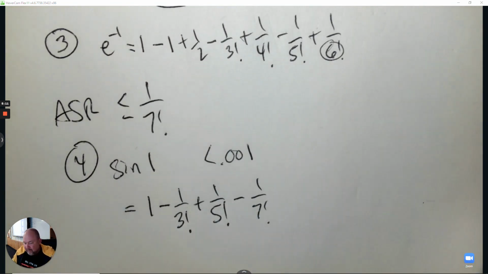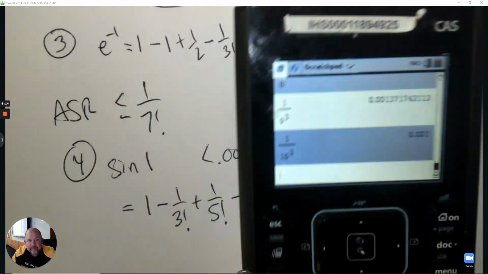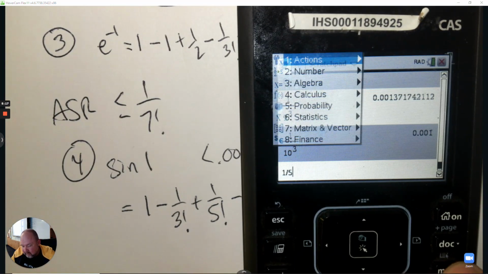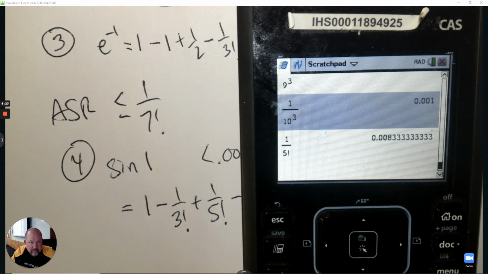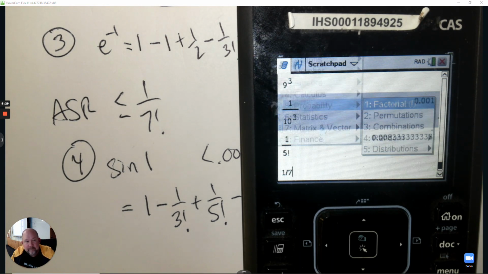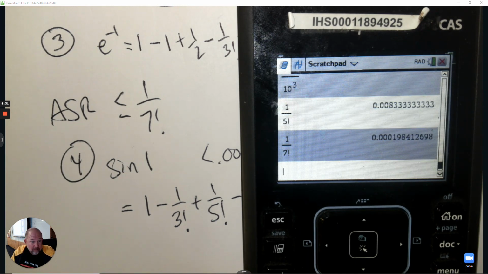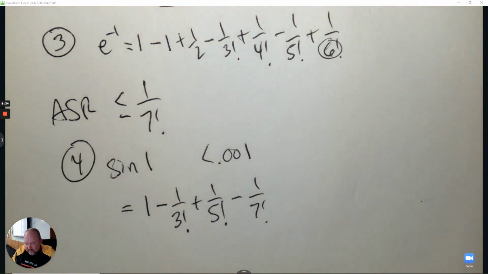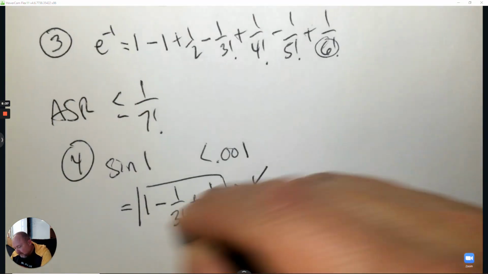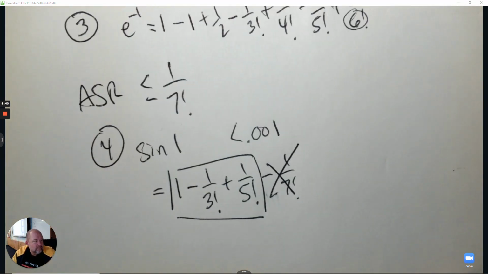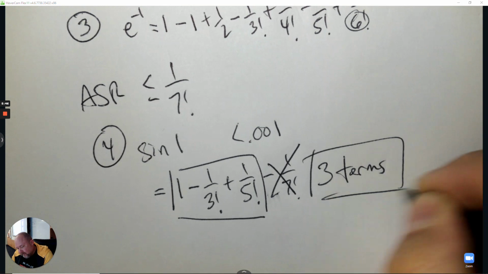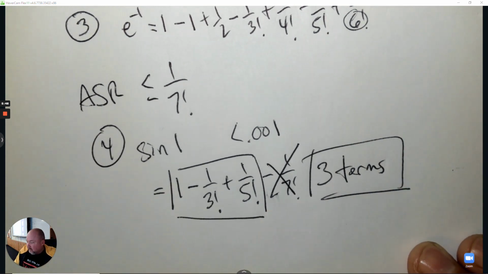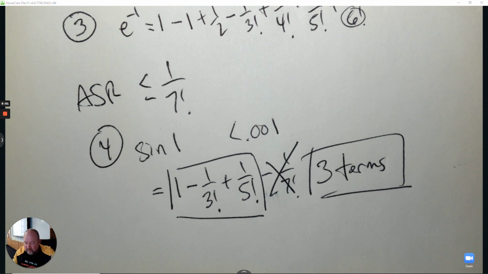So what's 1 over 5 factorial? When I look at that, that number is not smaller than 0.001. But the next one, 1 over 7 factorial, that number is smaller than 0.001. So then I know when to stop. So it stops there, and that is your answer right there. And the question was how many terms, right? So the answer is 3 terms. That's how many terms I used. The fourth term we don't need because it's smaller than 0.001.